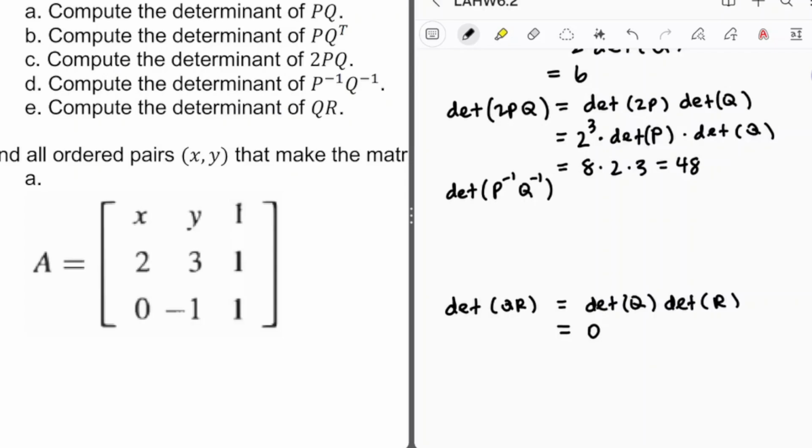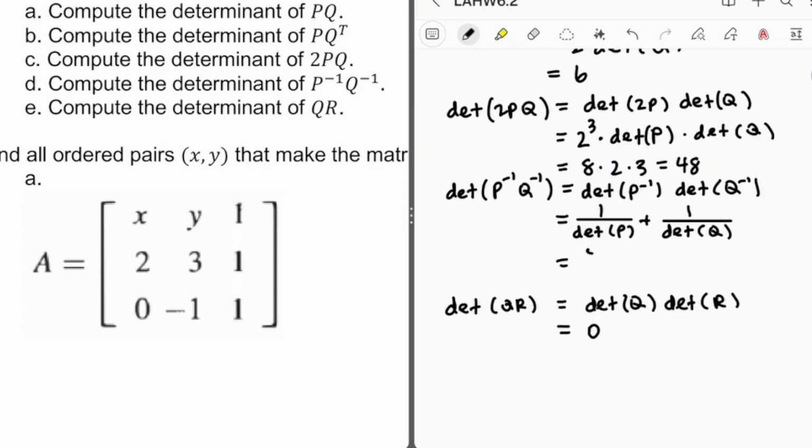Okay, and then we've got this Q inverse, P inverse. So that's the determinant of P inverse multiplied by the determinant of Q inverse. The determinant of the inverse is the reciprocal of the original determinant, so that's going to be 1 over the determinant of P plus 1 over the determinant of Q. And so that's going to be a half plus a third. That's going to be 5 over 6. Okay, that was an interesting one.